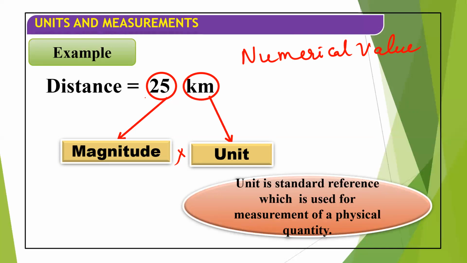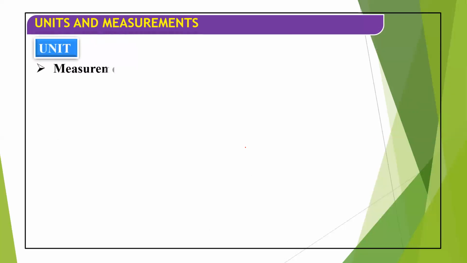So say for example, distance, I say kilometer, time, I say hours or seconds or minutes. I can say weight. Okay. For example, I can say mass as kilograms, grams, pound, all those things. So they are basically unit. So unit is a standard reference which is used for measurement of a physical quantity. So let's move ahead. So what is unit?